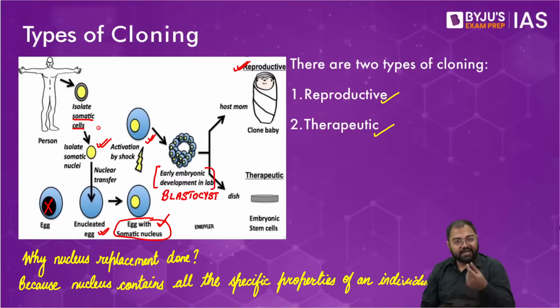And from there on, either these cells will be inserted inside a female body, where inside the uterus the birth of the embryo, or rather the development of the embryo, will take place, or it will be taken to a lab from where it can be used to harvest stem cells.